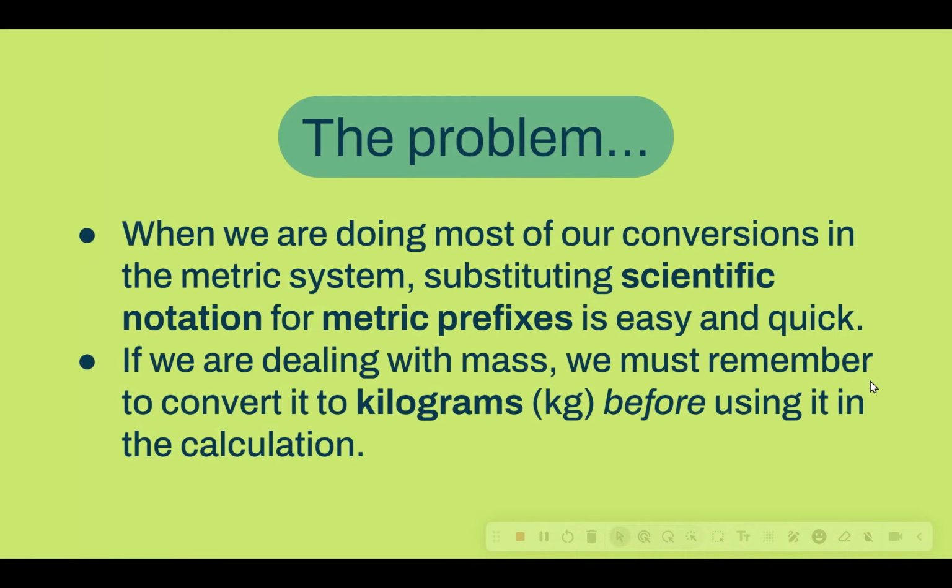That's great. But if we're dealing with masses, then we have to make sure that we are doing an additional step to get that mass converted into kilograms before we use it in the calculation. We can't be doing things afterwards. By then it's too late, potentially. So we need to make sure that we have it in kilograms, and then we go ahead and do the rest of our physics calculation.